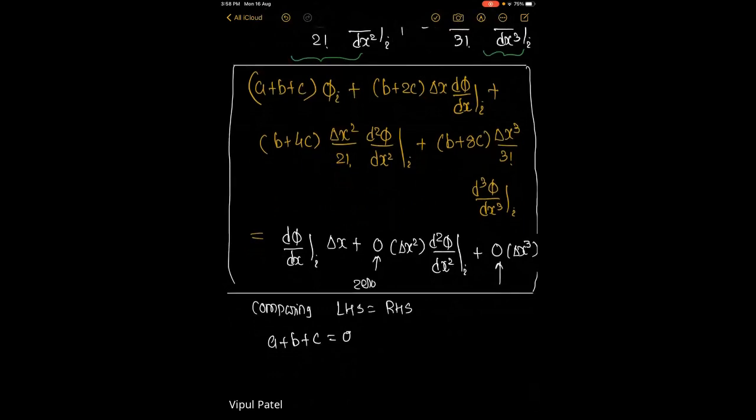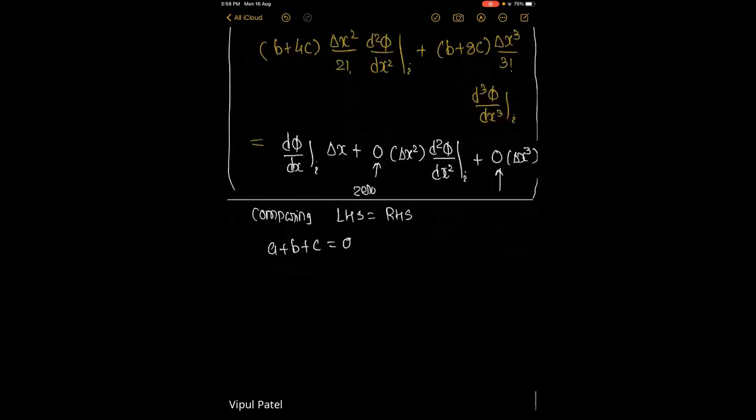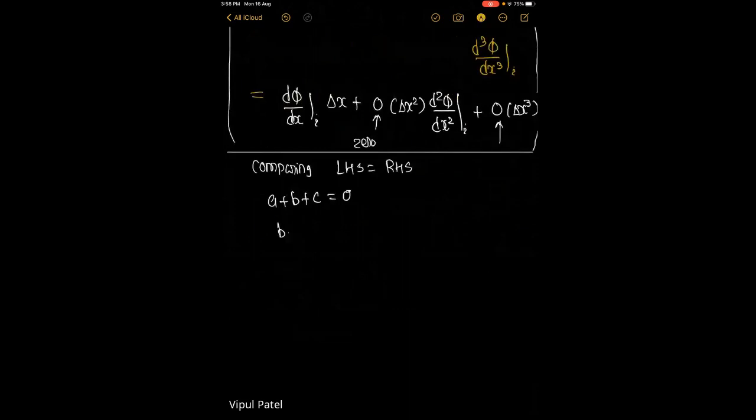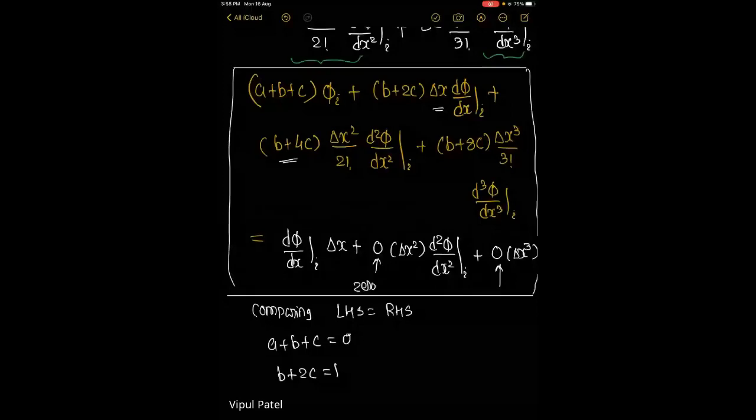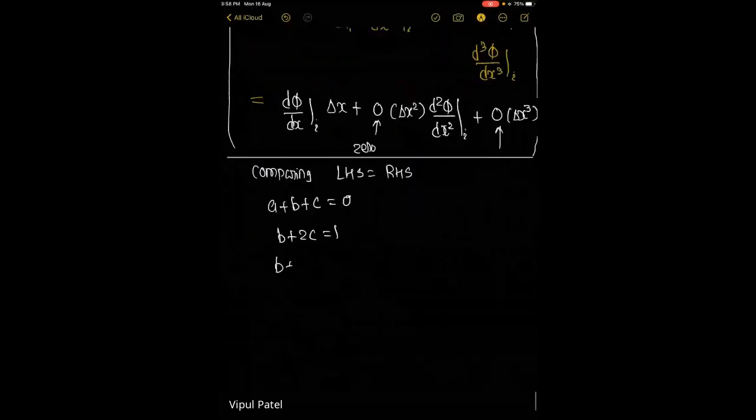Now if I compare this particular term, which has d phi by dx, then b plus 2c is equal to 1, because we have identical terms on the right hand side. So b plus 2c is equal to 1. And similarly, if I see the third term, here I have b plus 4c with the second order derivative d square phi by dx square. But here I have put that term with 0 as a coefficient, so I can say that b plus 4c is equal to 0.